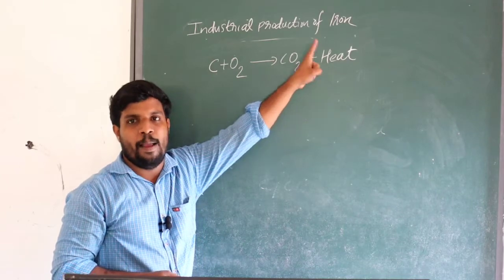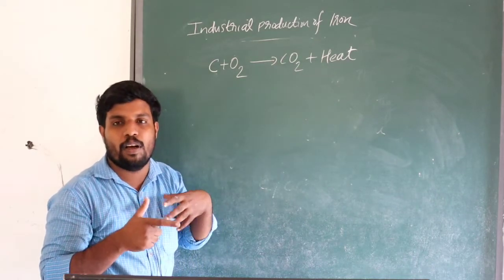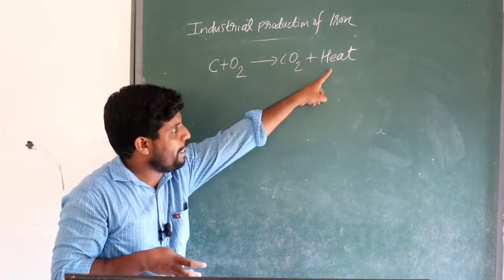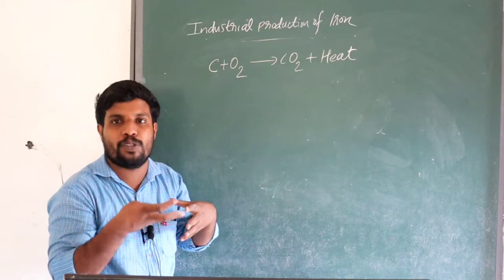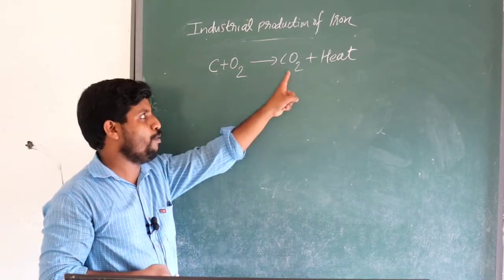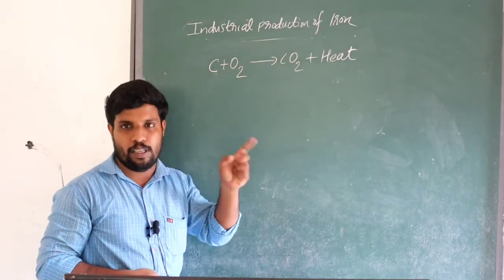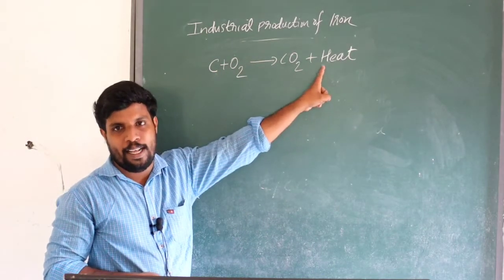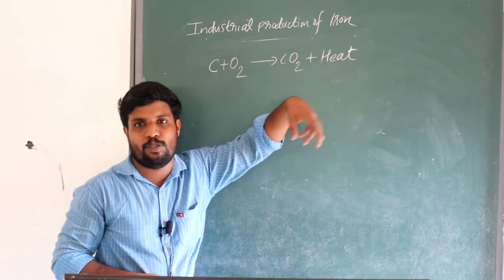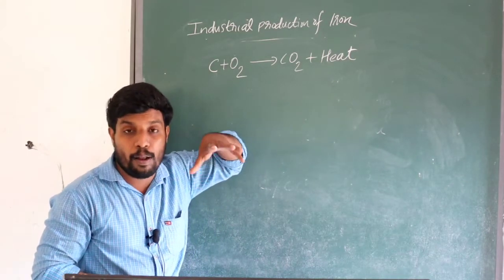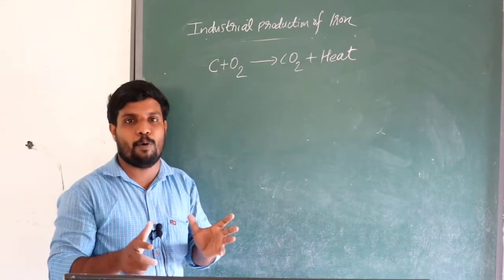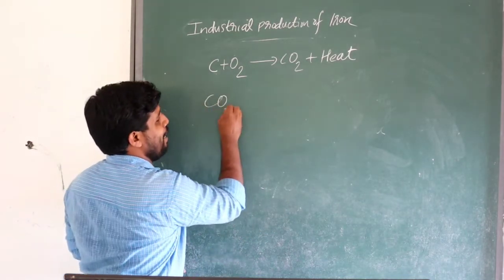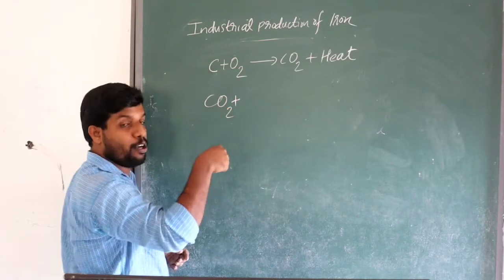So it is an exothermic reaction. The blast furnace is already hot because hot air at 1000 degrees Celsius is passed, and the formation of carbon dioxide liberates more heat, so the temperature at the lower portion of the blast furnace increases. Then the carbon dioxide formed again meets the coke.